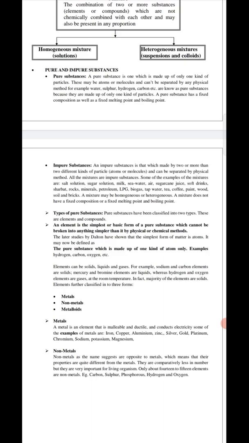So pure substances, here I am showing you that a pure substance is one which is made up of only one kind of particles. This may be atoms or molecules and can't be separated by any physical method. For example, water, sulfur, hydrogen, carbon, they all are called pure substances because they are made up of only one kind of particles. A pure substance has a fixed composition as well as a fixed melting and boiling point. Okay, so they all are called pure substances.